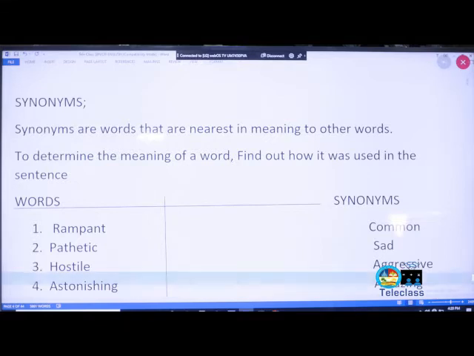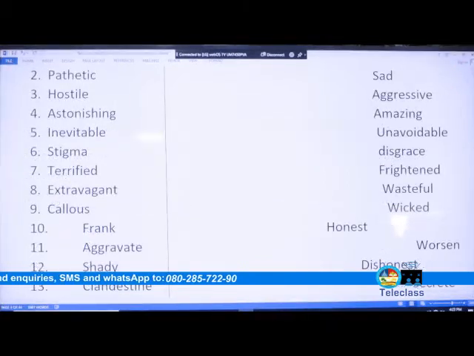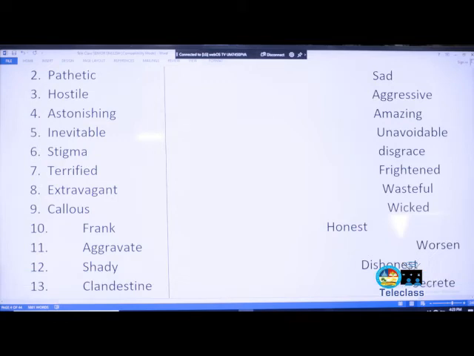Then the third one is hostile. When you are hostile, you are aggressive or harsh. Then we have astonishing. Astonishing means amazing or surprising. So the next word there is inevitable. Inevitable means something that cannot be avoided. So the synonym of inevitable is unavoidable.